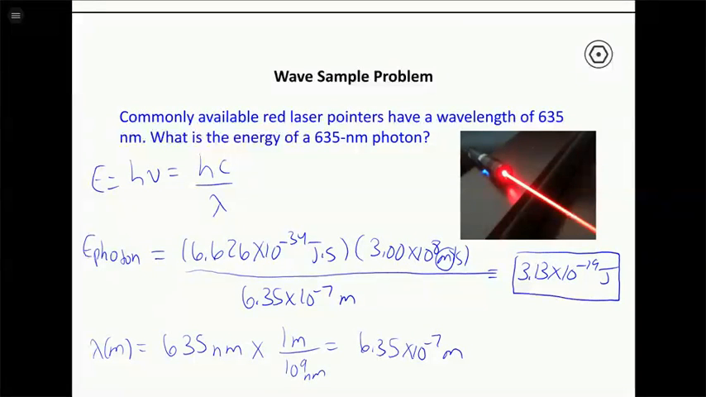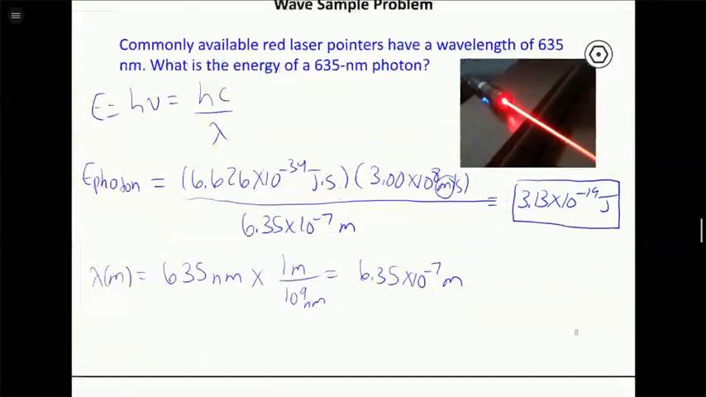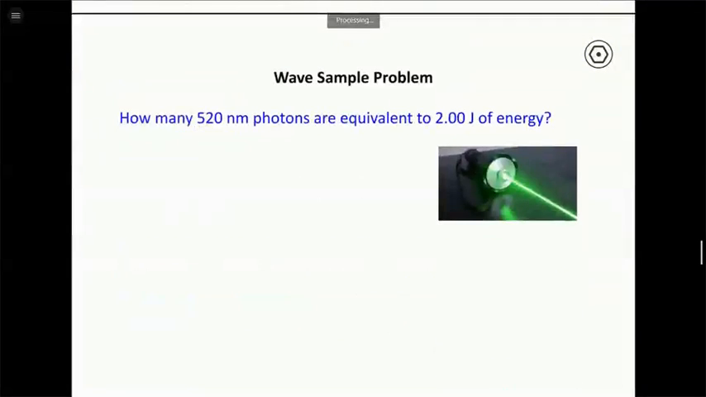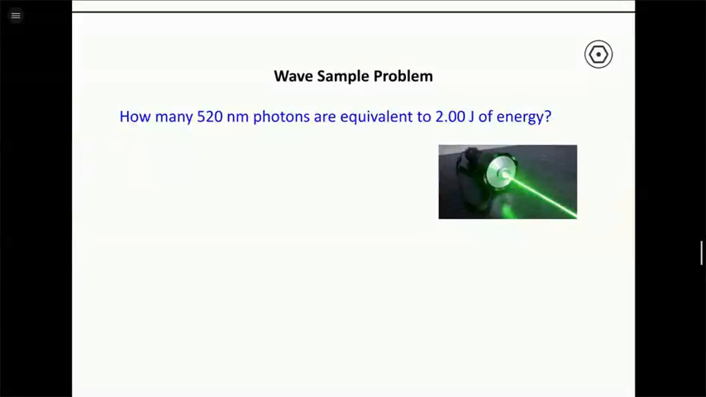That's the idea of how we calculate the energy for one photon, and now we can see how we relate that to an entire beam of photons. So now we have, in this case, a green laser pointer, similar to the one that I'm using now, that has a 520 nanometer wavelength, and we want to know how many photons there are in 2 joules. This would probably take a long time with this laser pointer because it's probably a milliwatt laser pointer. But anyway, if I shine this on the wall long enough to give the wall 2 joules of energy, how many photons hit the wall during that period of time? So how many photons do we need to produce 2 joules total of energy?